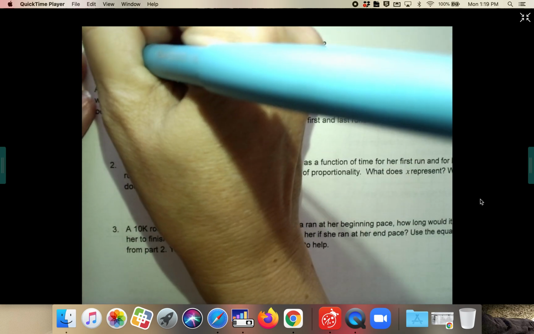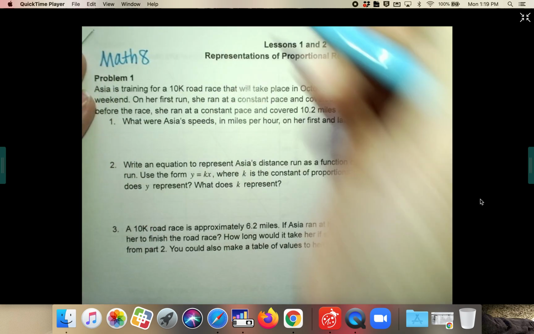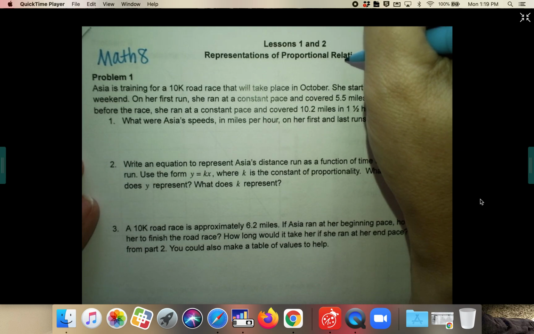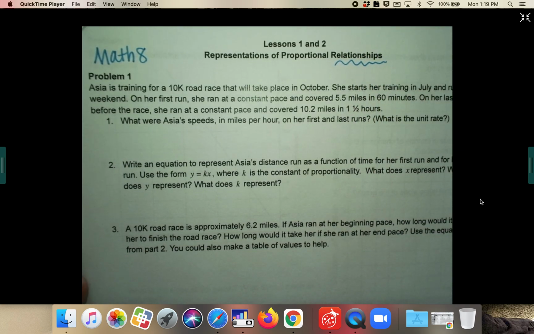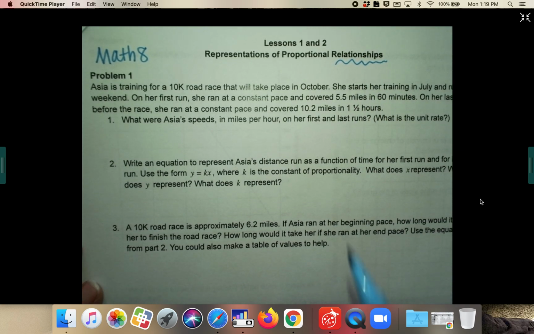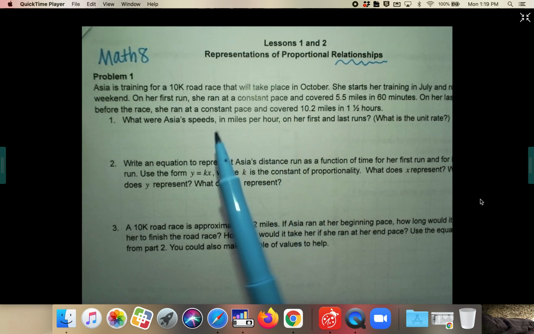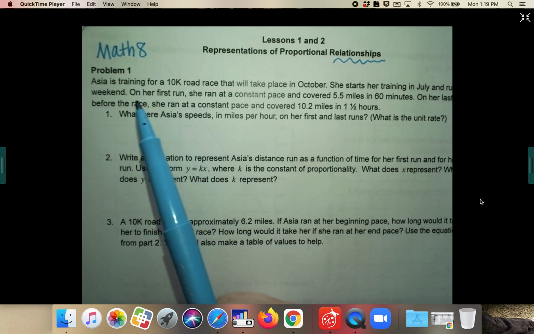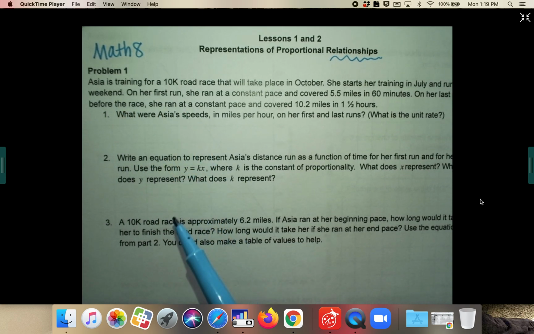For Math 8 today, we are starting a new module. This is Module 6, and it's over linear relationships. So we're going to actually just start to talk about linear relationships. These are just lessons 1 and 2, and we're going to start with some situations, so some scenarios. So read with me these first 3 problems.